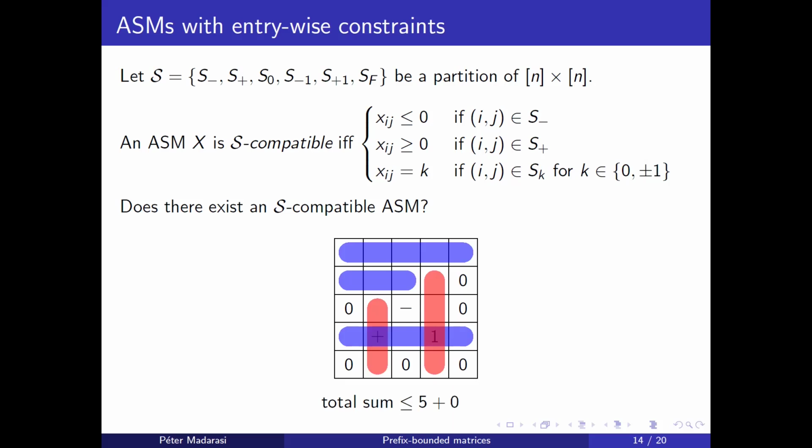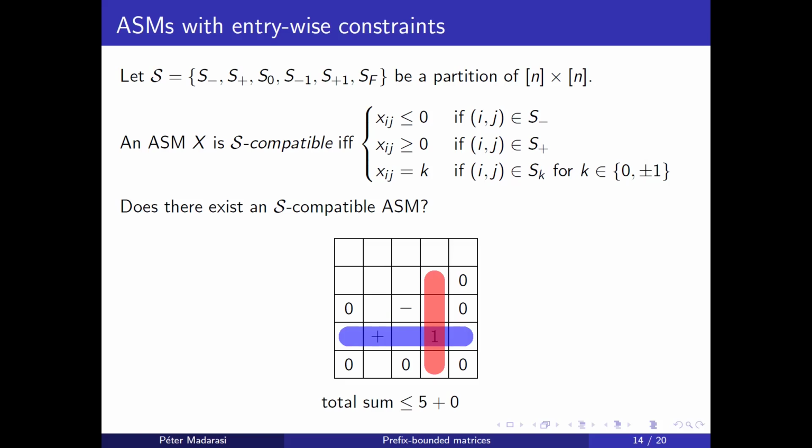And for the rest of the entries, those 7 entries that aren't covered, we either have a prescription of 0 or are prescribed to be non-positive. Therefore, we can upper bound their sum by 0. So this means that the total sum is at most 5, which is still fine because the total sum of an ASM would be 5, because this is a 5 by 5. But notice that if you consider these 2 segments, then at their intersection, there is a 1 prescribed.